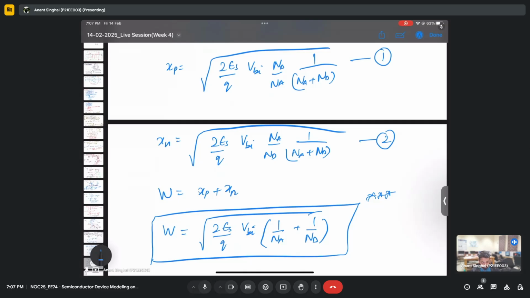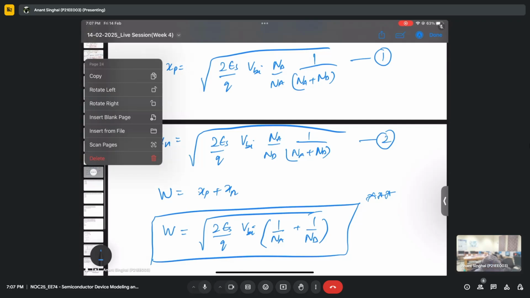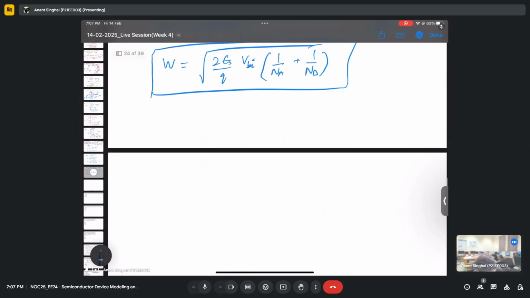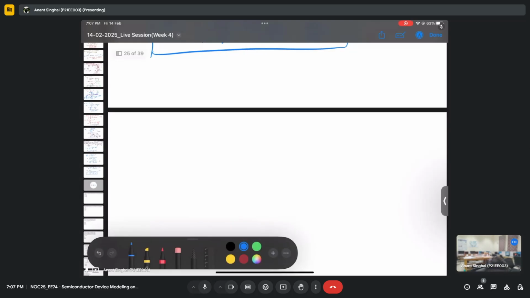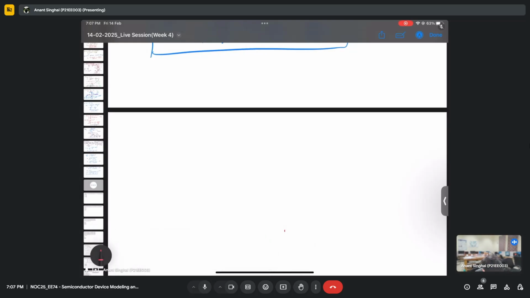So any doubt till here? What we have established now: we have calculated the depletion width. We have a formula for electric field. We have a formula for potential. We have a formula for maximum electric field. Any doubts? No, we can continue. I guess I need to take one more class for this diode. Okay, so let's try to do a question now.